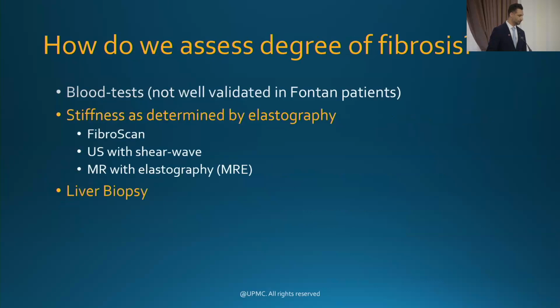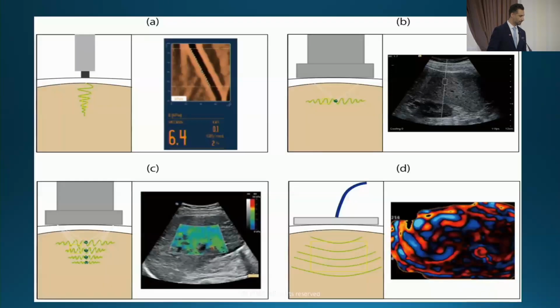So how do we assess degree of hepatic fibrosis? There are some emerging blood tests that have not been yet validated in Fontan patients. I'm going to be focusing on elastography and liver biopsy. More and more you will see that the use of elastography as a means of non-invasively determining hepatic fibrosis in all forms of liver disease, and there's increasing literature regarding its use in Fontan patients.